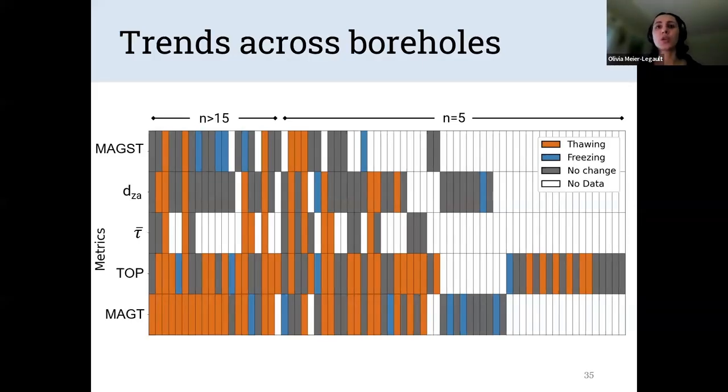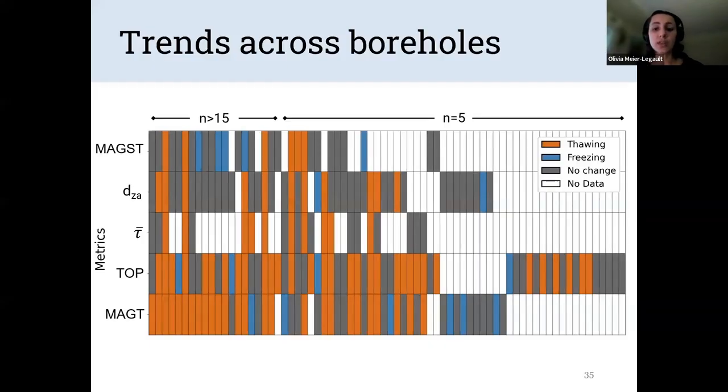So aside from the white, what mostly stands out here is orange, where across most sites there seems to be this indication of thaw. And at many sites, if there's more than one significant metric, then they tend to corroborate each other. And so they offer similar insight into permafrost change.